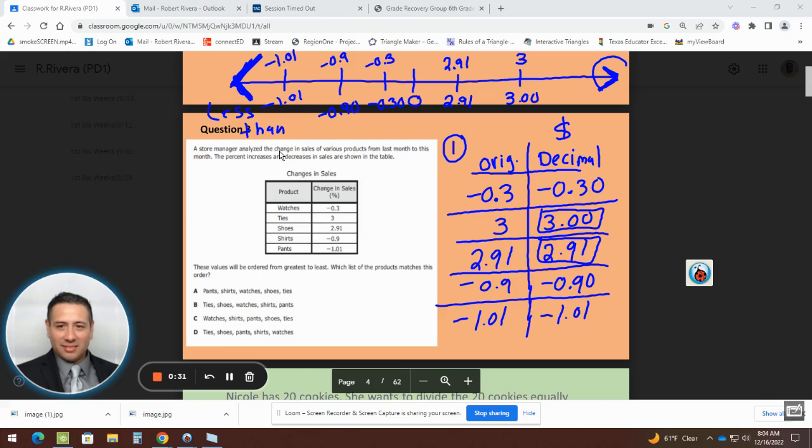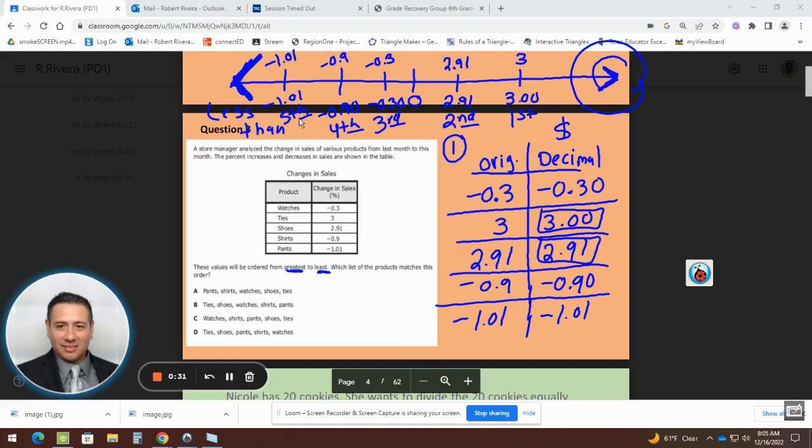Let's see what they want here. They want me to order them from greatest to what? Least. So guess what? I'm starting from the G. So I like to circle and say, okay, I'm starting from here. So this guy would be first. This guy would be second. This guy would be third. This guy would be fourth. And this would be fifth.